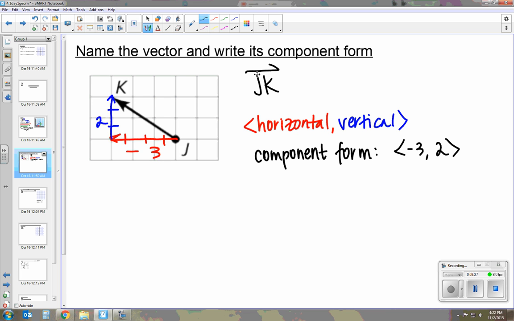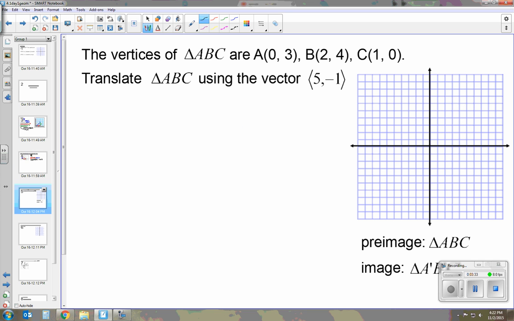So now we're going to take these pieces and apply them to an actual figure. Okay, our first one says the vertices of triangle ABC are A, 0, 3, B, 2, 4, and C, 1, 0. Then we're going to translate, meaning move, triangle ABC using the vector 5, -1. Now down here at the bottom, I've told you that our pre-image is triangle ABC. That's the image that we originally have, our pre-image. And the new image, which we just call the image, is triangle A prime, B prime, C prime. So that's our new image, and we're going to label that on our graph.